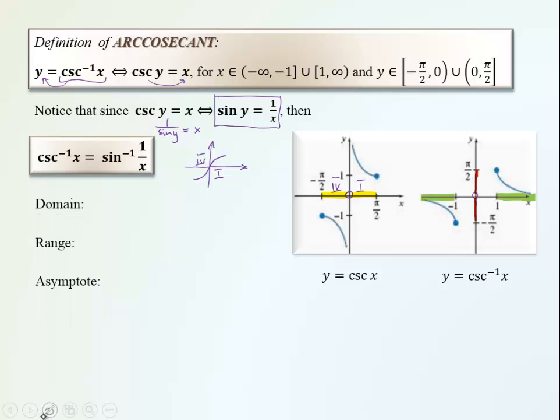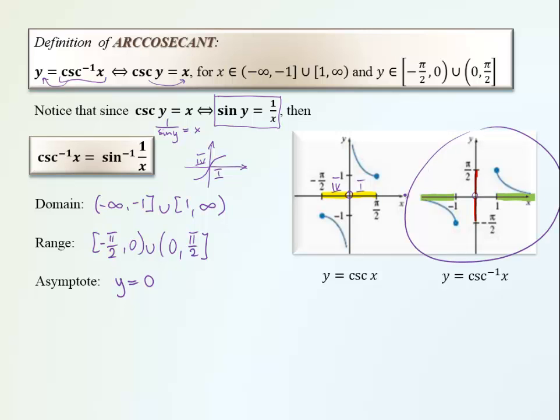And let's list the properties of our arccosecant function. The domain, as we said, is from negative infinity till negative 1, union from 1 to infinity. The range is the red section, so it's from negative pi half to 0, skip the 0, and then go to pi half. We also have one asymptote, and this asymptote is just y equals 0. So that's the graph of the arccosecant function.